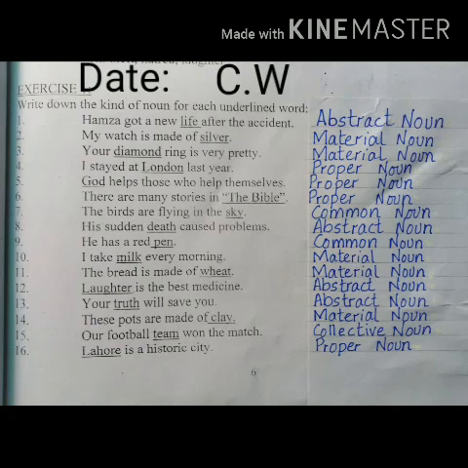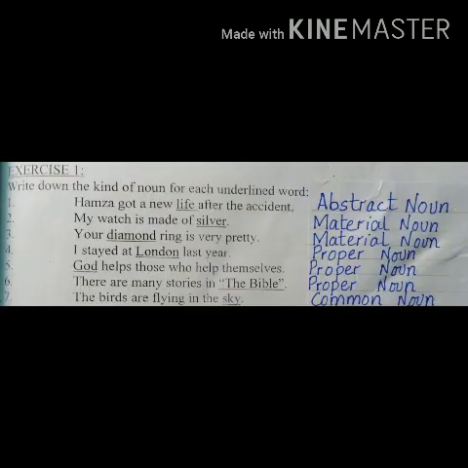First, write CW and date with black pointer. And you will have to do the written work with blue ink pen. And your writing must be neat and clean. Exercise 1. Write down the kind of noun for each underlined word. Her underlined word ki humne kind write karni hai ki wo kaun sa kind of noun hai.